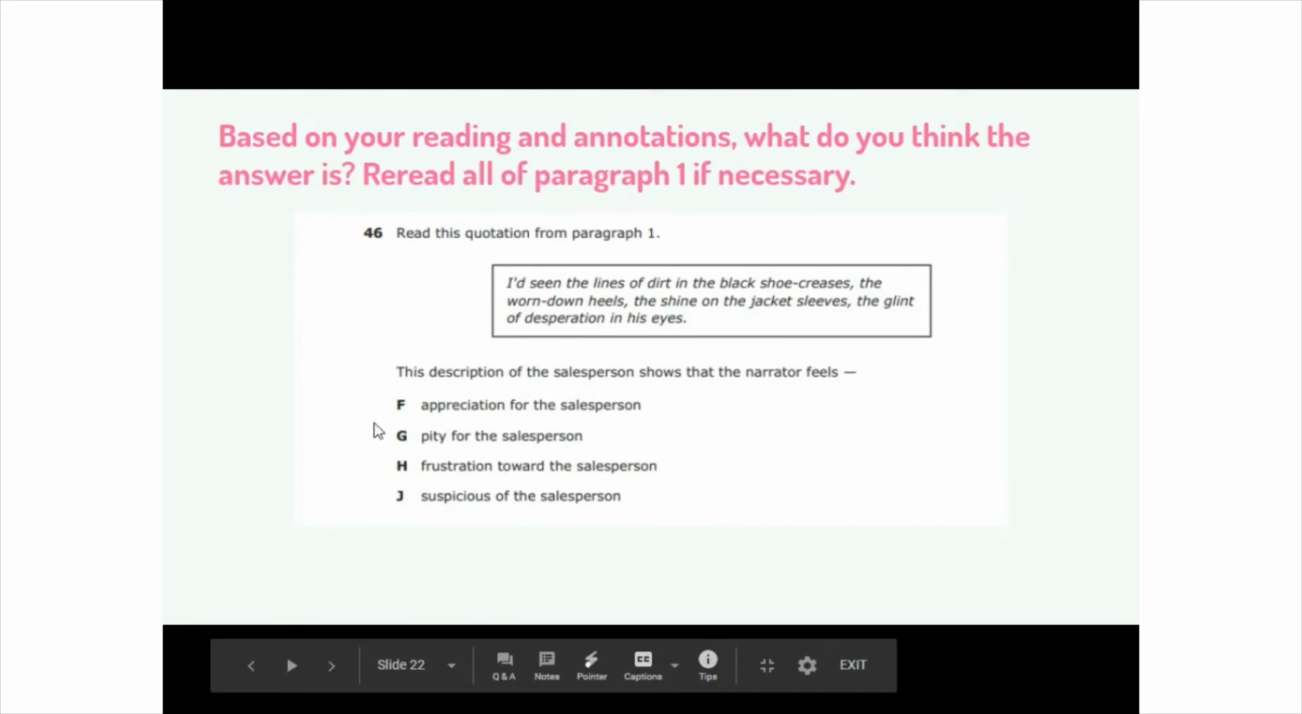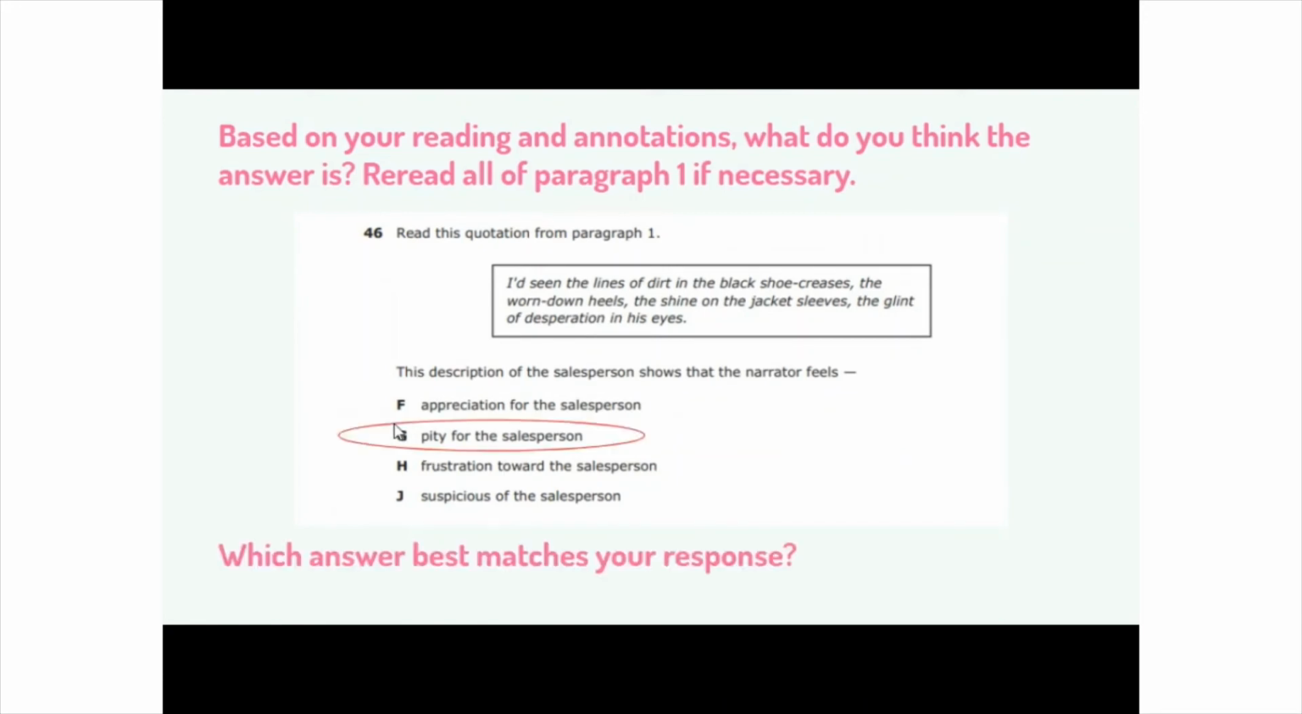And a majority of you got it right. It is G, pity. It's not frustration because we don't see any anger here. We don't see that he's upset at him. It talks about these details and makes me kind of feel bad for him. And that's why he purchased from him, right? So the correct answer is G. Go ahead and put that in.